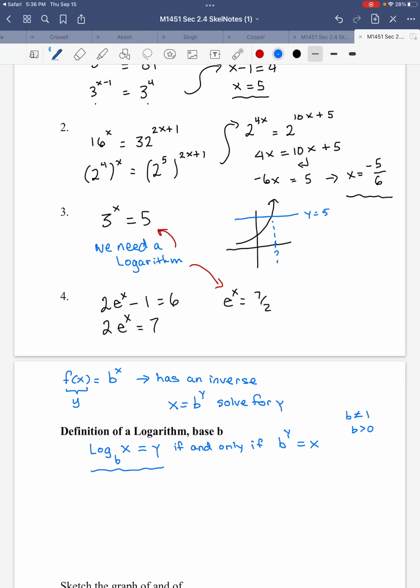So let's bump back to this equation above that 3 to the x is equal to 5. Look at that over here. That number x is going to be the logarithm base 3 of the value 5.